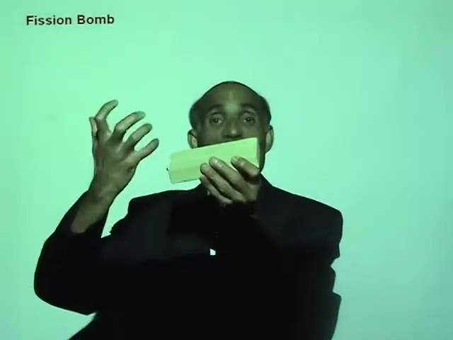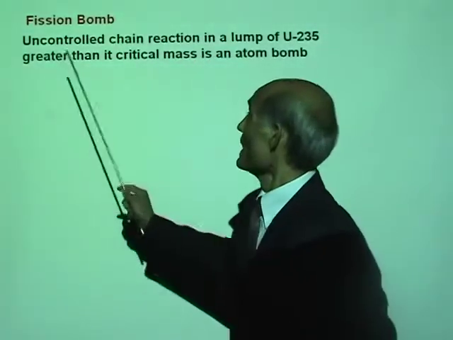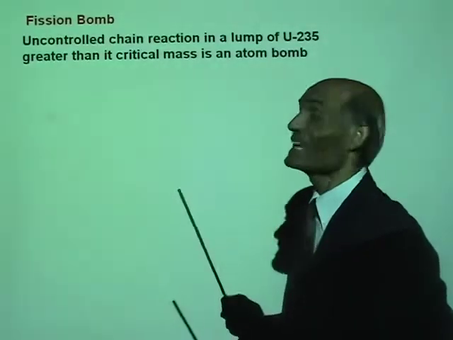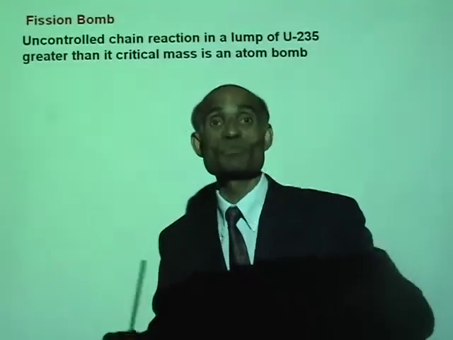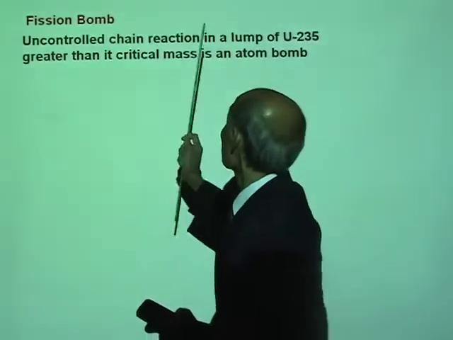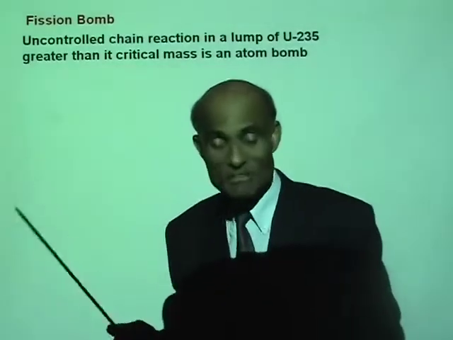Now, how do you make a bomb? If I have an amount of fissionable material which is greater than its critical mass, it is the bomb. I cannot carry it in my hand. The moment I have a fissionable material greater than its critical mass, it is going to be a bomb. Well, an uncontrolled chain reaction in a lump of uranium-235 or plutonium-239, which is greater than the critical mass, is an atom bomb.